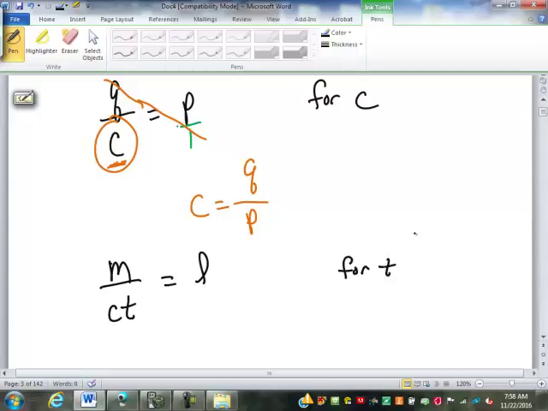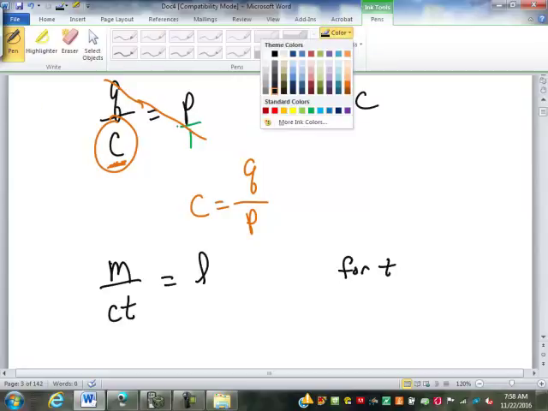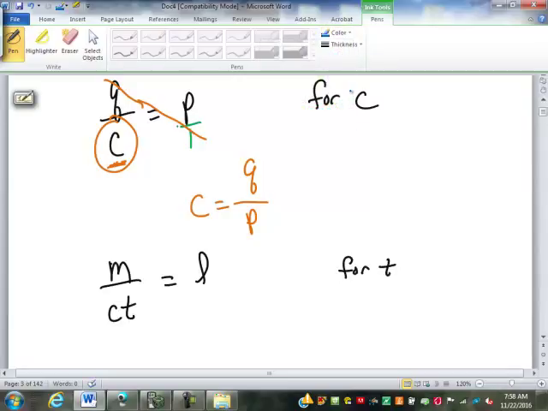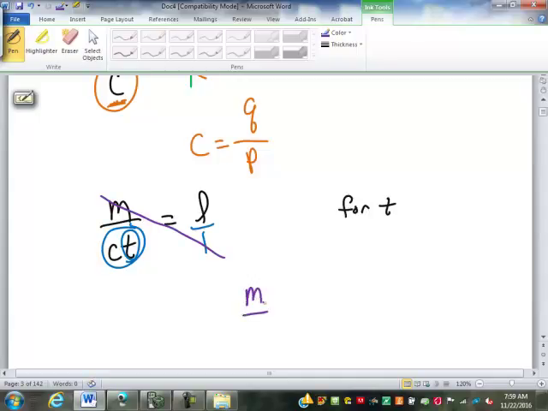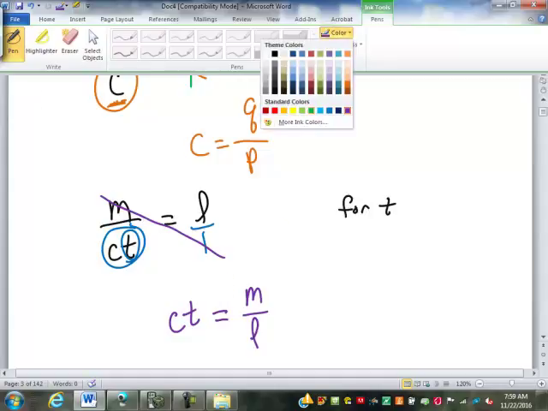So I got M over CT equals L, and I want to solve for T. So I'm going to solve for T here. What I can do is this. I'm going to actually treat CT as my blank spot, and I'm going to put L over 1. So I'm going to cross multiply. M times 1 is just M divided by L, right? So right now, CT equals M over L.